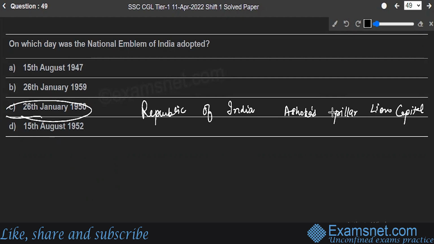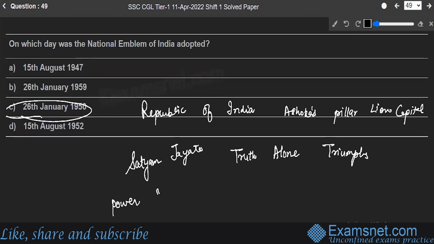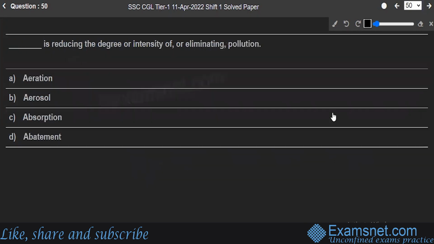The Indian national emblem motto is Satyamev Jayate, which means truth alone triumphs. The national emblem is a symbol of power that appears in all official government communications. So this is the correct answer for our question, 26 January 1950. I hope you are clear with this. Let's move to the next question, question number 50.